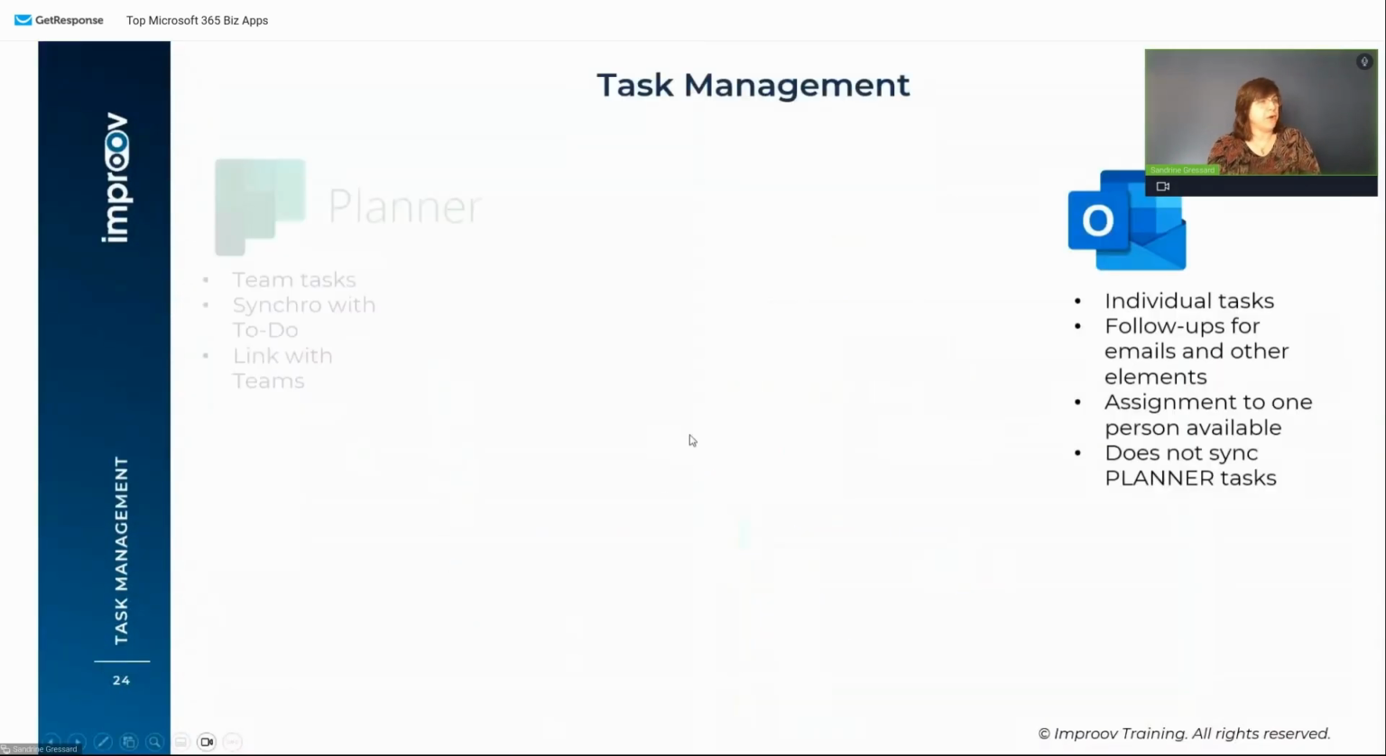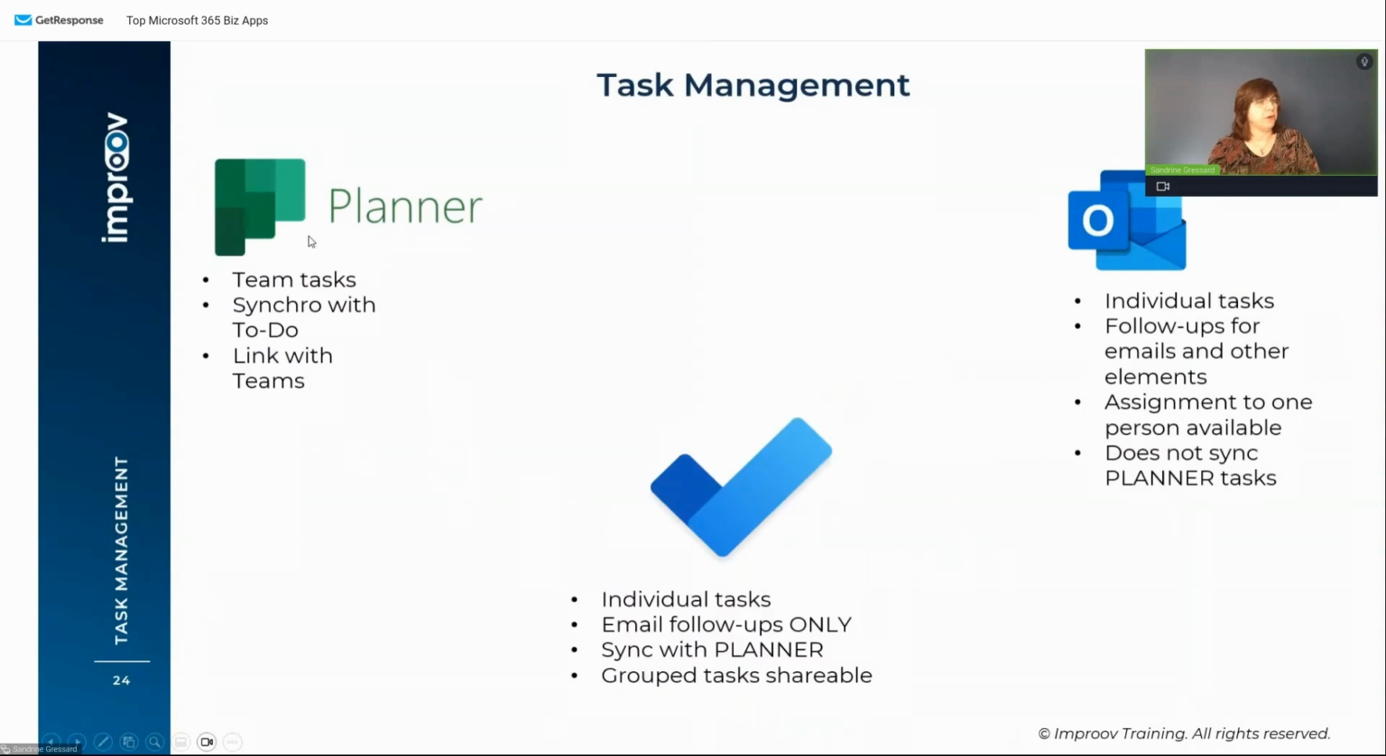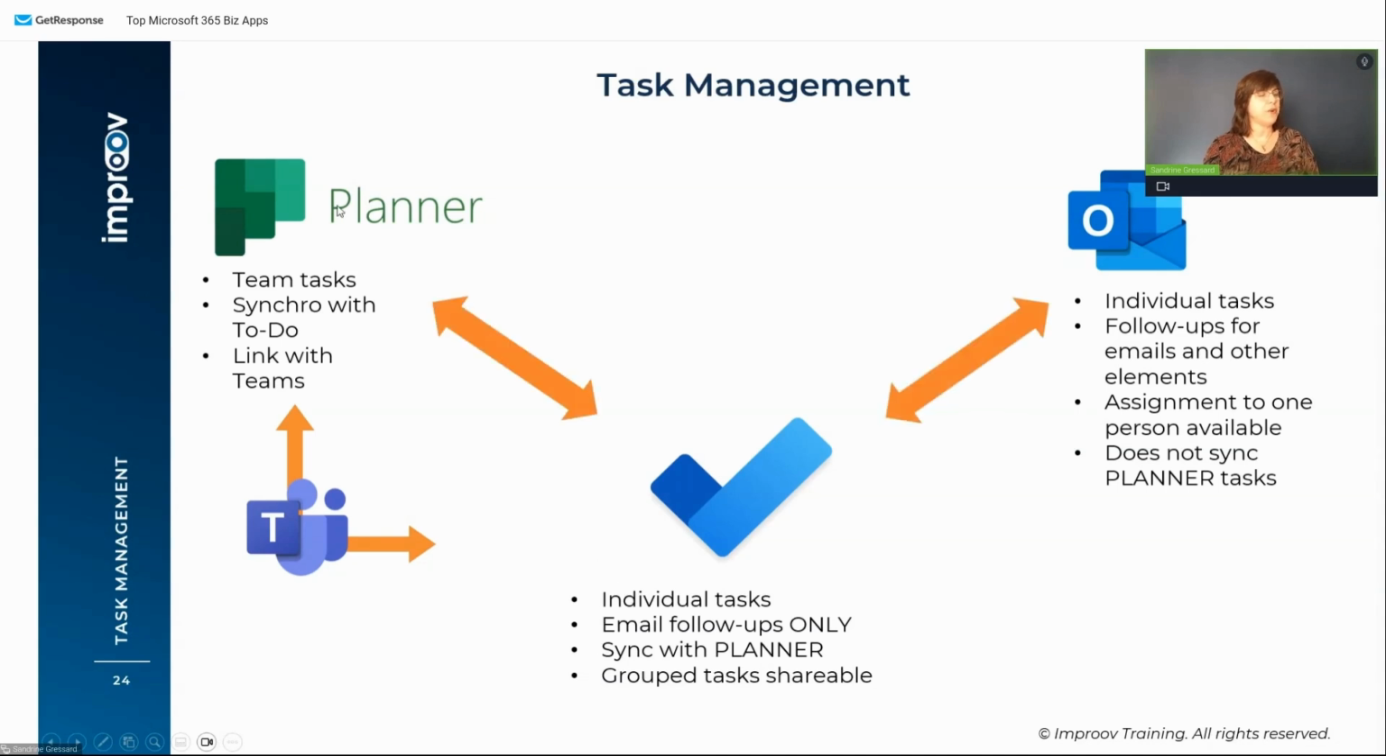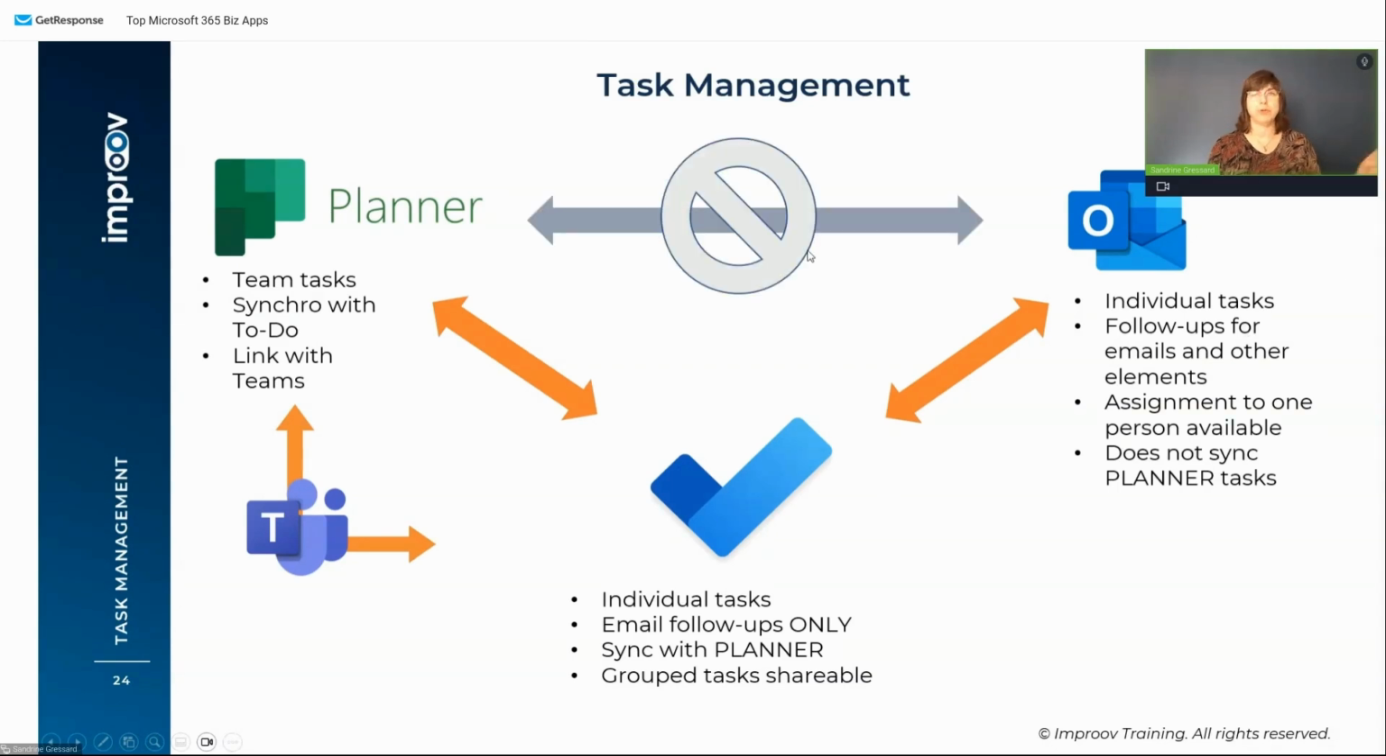Just so you understand, though, when you're using Planner for the tasks in a plan, when you're using Outlook for your personal tasks, and if you're using To Do to double check what's happening, the way the applications talk to each other is that Planner talks to To Do and To Do talks to Outlook, but Planner and Outlook don't directly talk to each other. So the only way to have the big picture is to use that Tasks by Planner and To Do app in Teams, and you'll have the big picture.